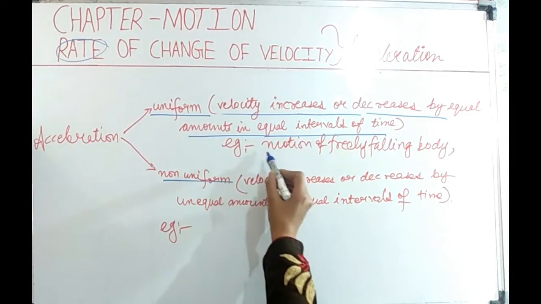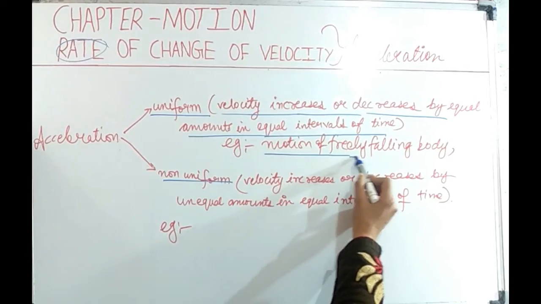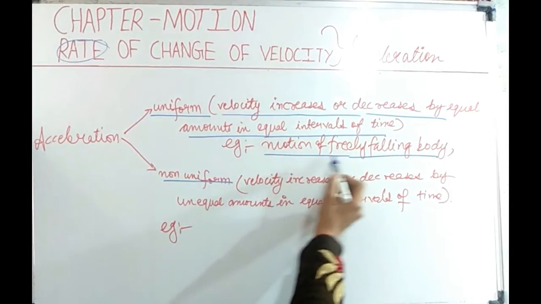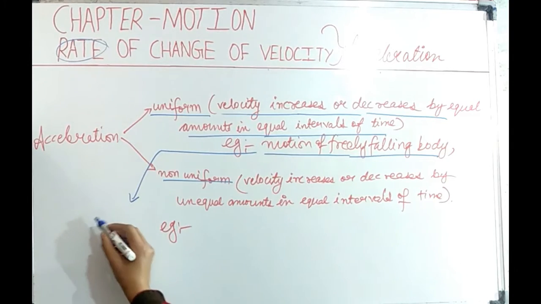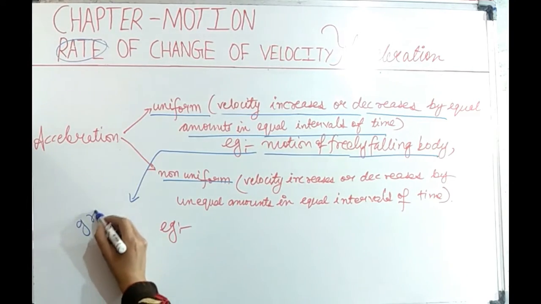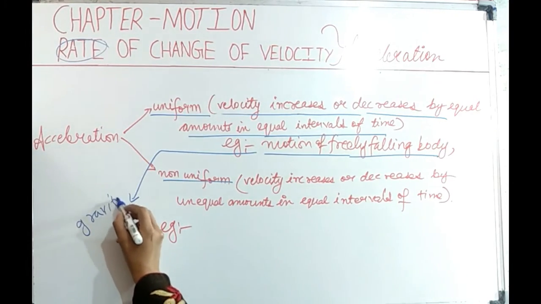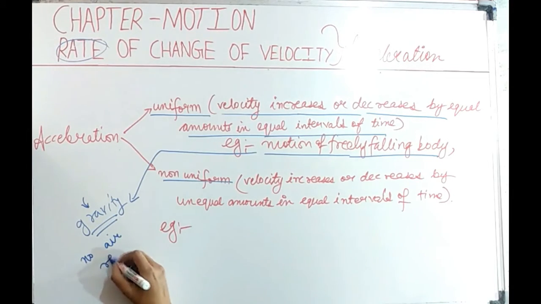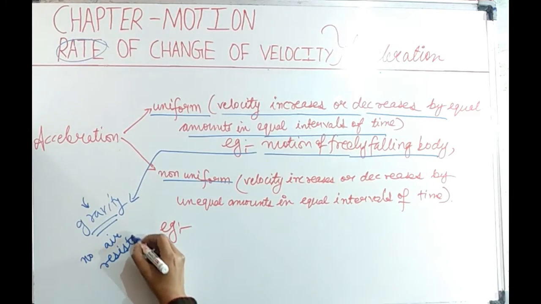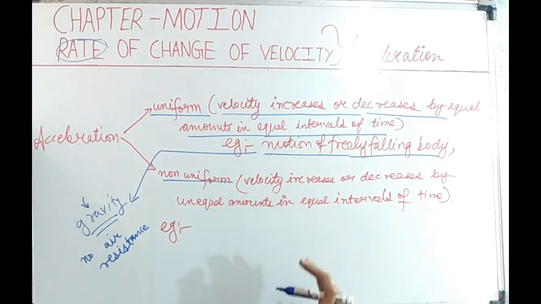An example of uniform acceleration is the motion of a freely falling body. Freely falling means the object is moving under the influence of gravity only. There is no other force, only the force of gravity is present. There is no air resistance. So in that case, the object is falling, and that is called free fall of the object.